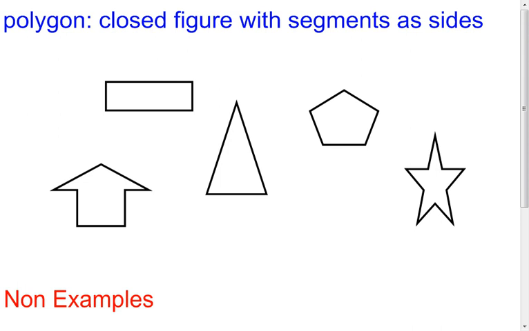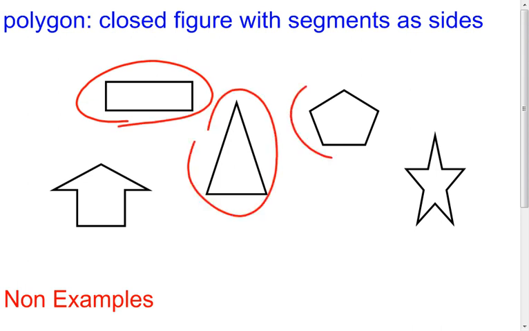Now, some of them you probably recognize that you've seen before. You've seen something that appears to be a rectangle or a triangle. Here's a pentagon. But even something like this one, that's a polygon because when you look at it, all the sides are segments. It's closed. That's a polygon. Same thing with the star over there. That's going to be a polygon as well.